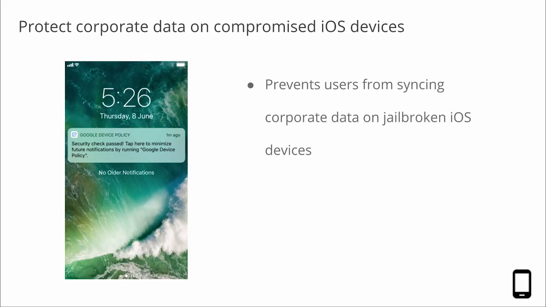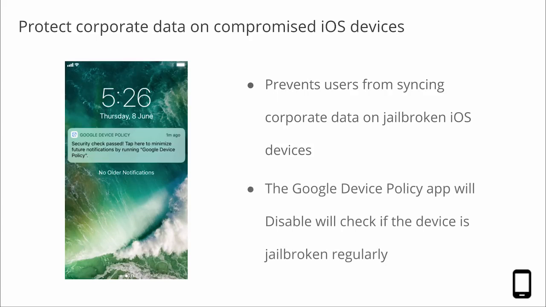Google Mobile Management allows admins to control access to company data on managed devices directly from the admin console. With this launch, we're giving you increased power to protect your organization's data by preventing your users from syncing corporate data on jailbroken iOS devices. By having users install the Google Device Policy app, you can enable this feature in the admin console. Once the feature is turned on, users who don't have the Device Policy app on their device will be prompted to install it. Once installed, the app will check if the device is jailbroken regularly and notify the user if they pass or fail that check.